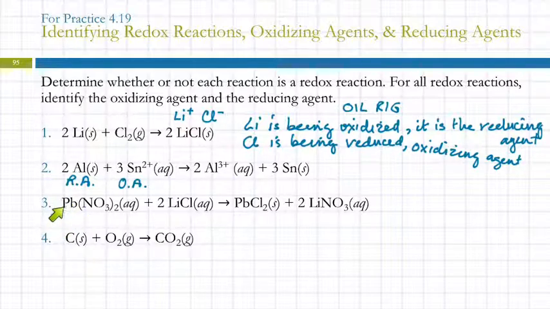This is a lead 2+ ion, and over here this is also a lead 2+ ion. This is a nitrate ion. There's a nitrate ion over here. This is lithium plus, lithium plus. Chloride, Cl minus, Cl minus. All the ions are exactly the same. They have just swapped partners. Is this oxidation or reduction? A redox reaction? No. So this one's not redox. Everybody okay with that?